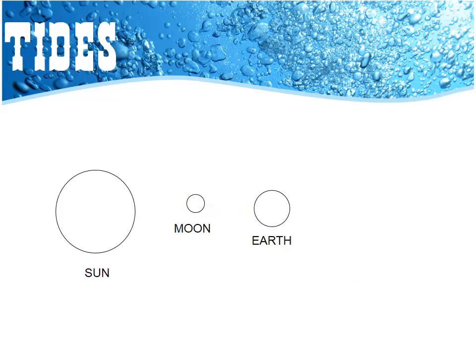I'm going to erase that. So for a spring tide to happen, they all three have to be in a straight line. Now, it could also be that the sun and the moon are on this side as well. It doesn't really matter what side as long as they're in a straight line.